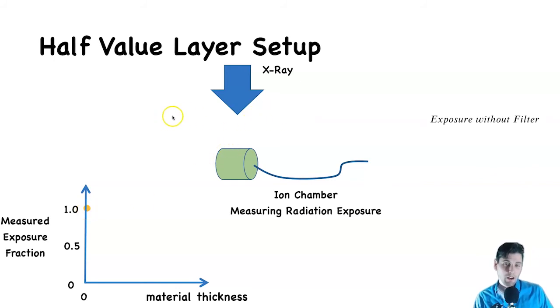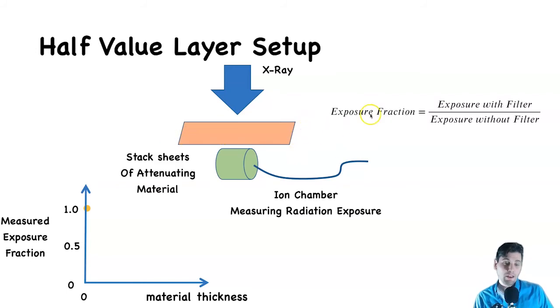Then we put in a little bit of beam filtration. So here's a little bit of beam filtration. Then we have what we call the exposure fraction. And that's going to be the X-ray exposure we measure here, divided by that exposure without a filter. And then we get a point on this curve where we're plotting the thickness of material. So we put in one piece of material. So if this was 1 millimeter thick, we'd be at 1 millimeter down here. And then on this axis, we're plotting that measured fraction, the exposure fraction.